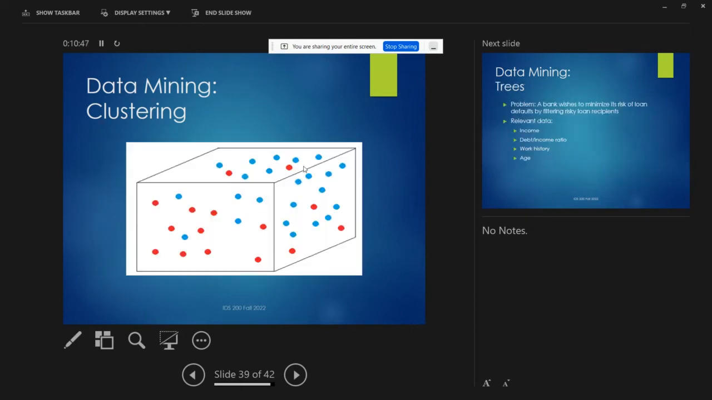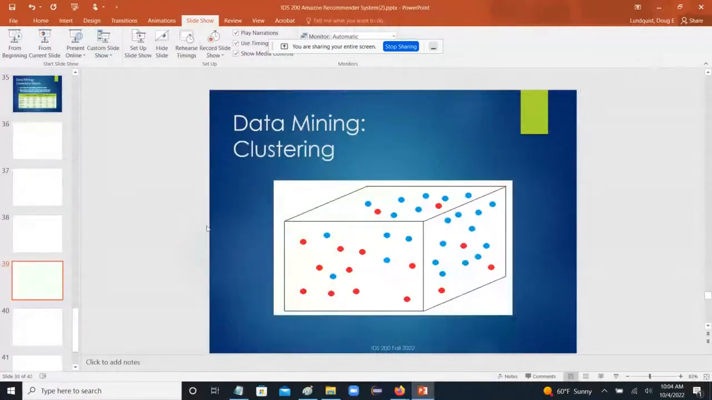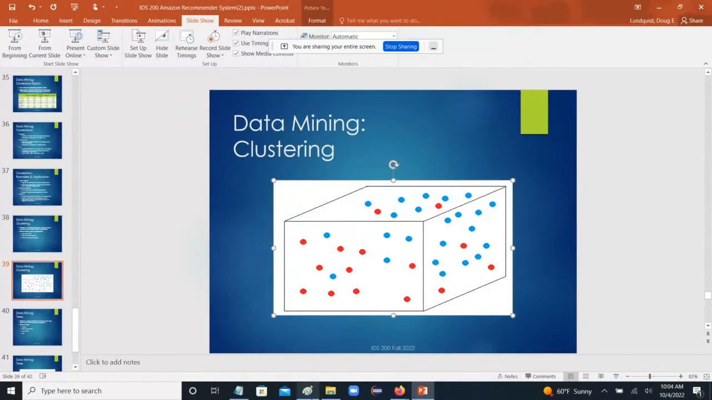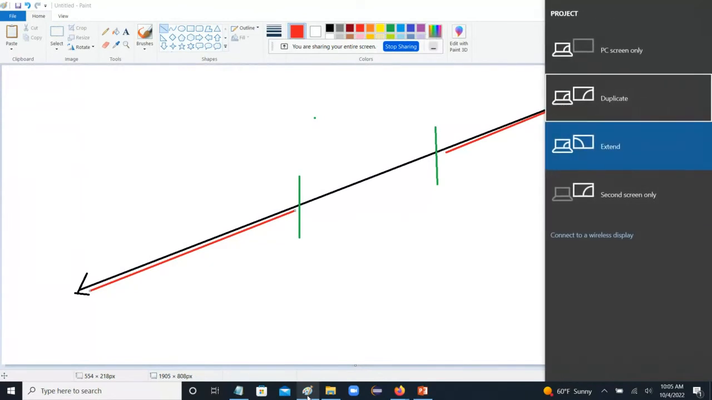Now, what you then do, I'm going to pull this into Paint, screen.